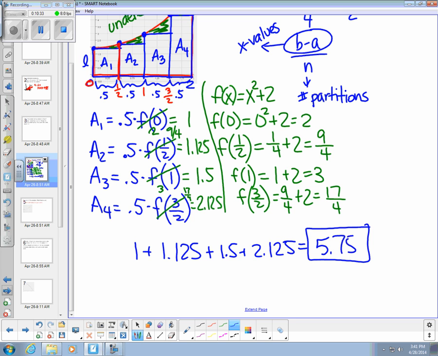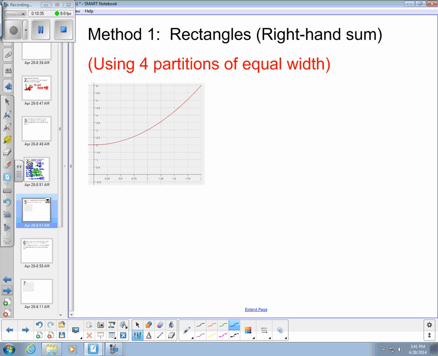Okay, now let's look at the second method. The second method are rectangles with a right-hand sum. Okay, I still want to use 4 equal partitions, so let's break this up into 4 parts of equal width. So my width is still going to be 1 over 2. Okay, but this time when I draw my rectangles, I'm going to start from the right side. Okay, so here's my regions.